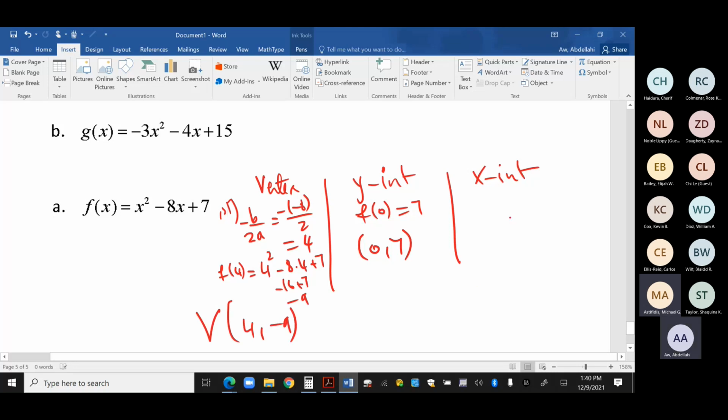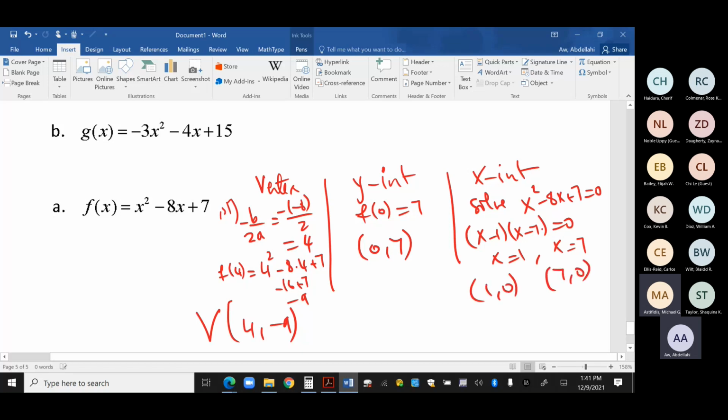The x-intercept, we solve x squared minus 8x plus 7 equals 0. This is (x minus 1)(x minus 7) equals 0. We get x equals 1, x equals 7. So (1, 0) and (7, 0). These are the x-intercepts, all right? And then I just put them on a graph. If you ask me to graph them, I just plot my points and graph, okay?